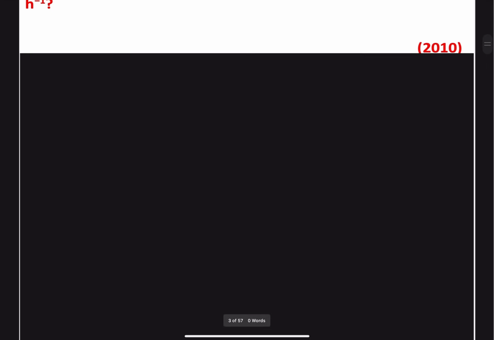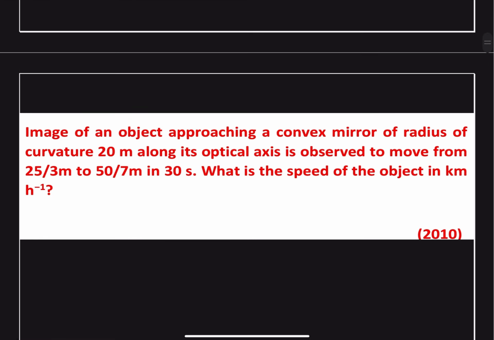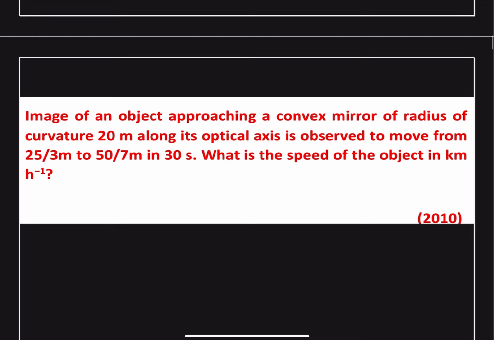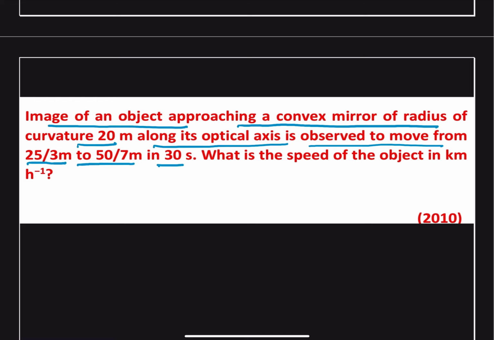We come to the next question, and here it is given that an image of an object approaching a convex mirror of radius of curvature 20 meter along its optical axis is observed to move from 25 by 3 meter to 50 upon 7 meter in 30 seconds. What is the speed of the object in kilometer per hour? So we have to find out the speed of the object in kilometer per hour.